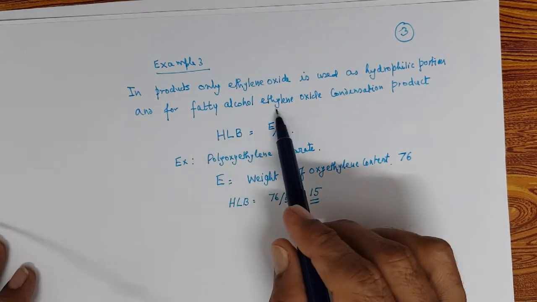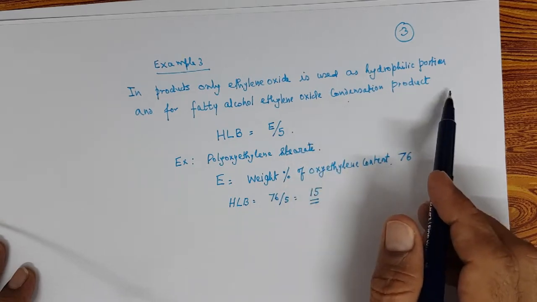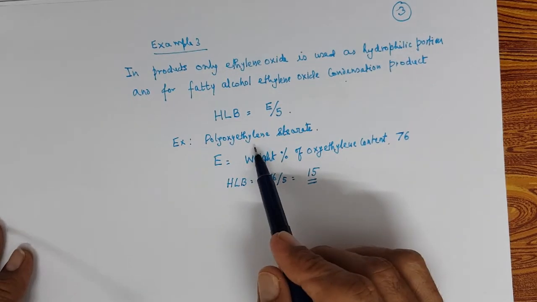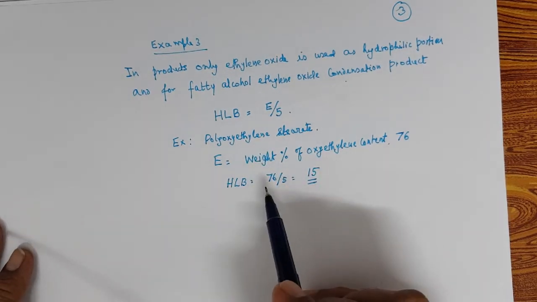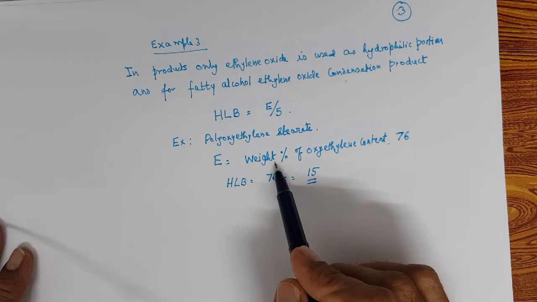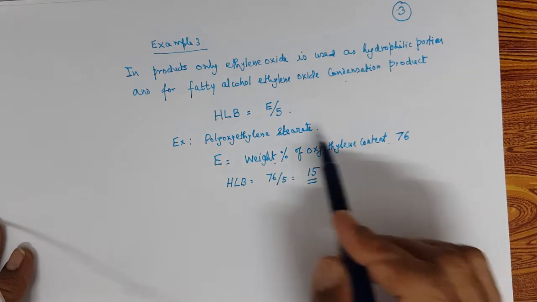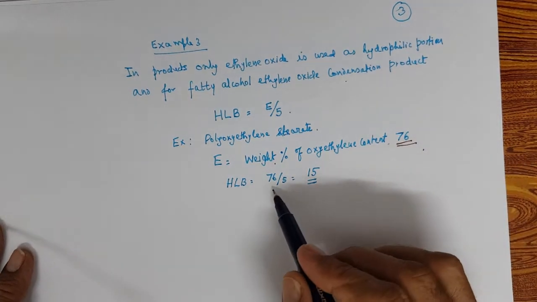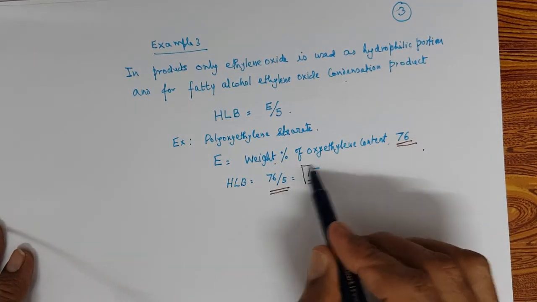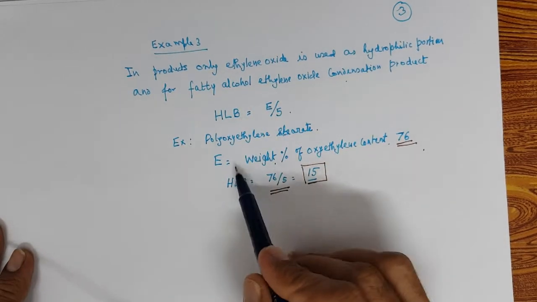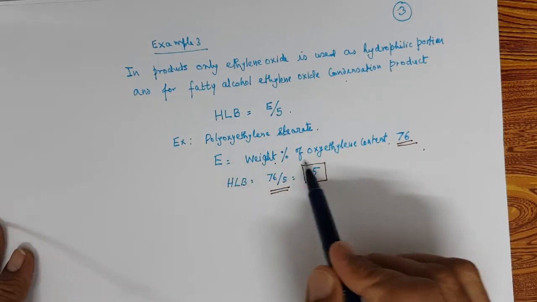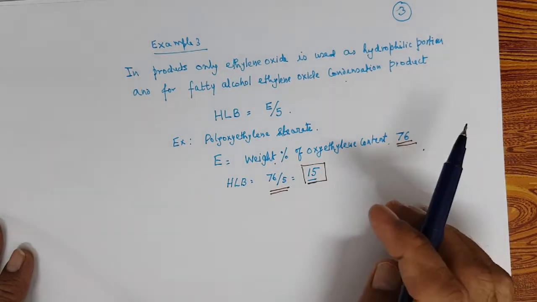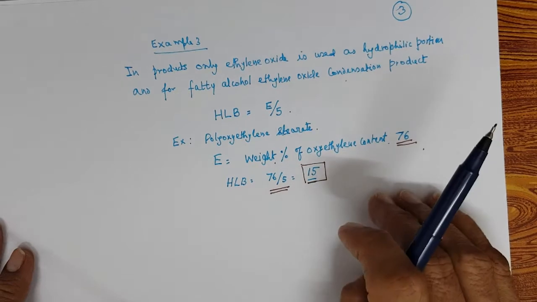For a fatty alcohol ethylene oxide condensation product, HLB is equal to E by 5. For example, polyoxyethylene stearate, an emulsifier. The weight percentage of oxyethylene content in this is 76. Simple. 76 by 5 is equal to 15. The formula is E, the weight percentage of oxyethylene content, by 5.